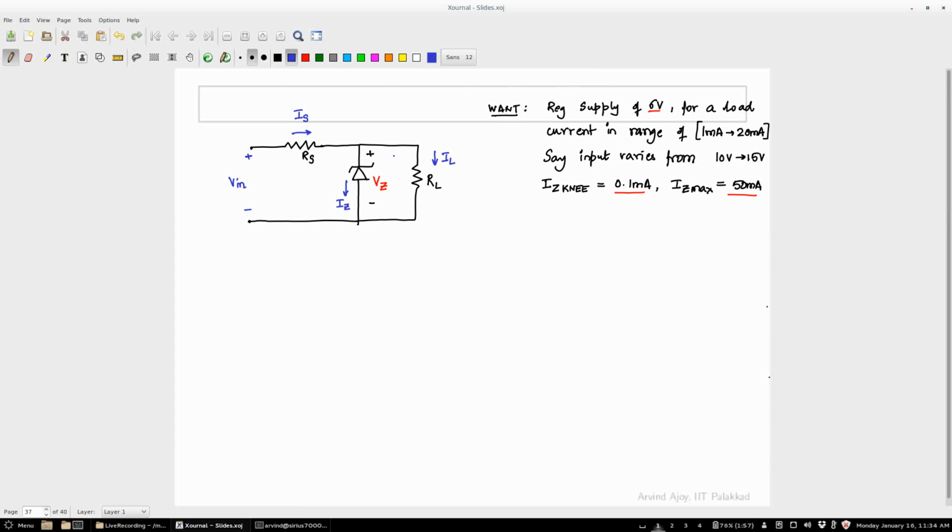So let me call this current IZ and let me call this IL. The current through the Zener is IZ, current through the load is IL, and current through this resistance, let that be IS. Okay. So can you tell me what is IZ minimum?